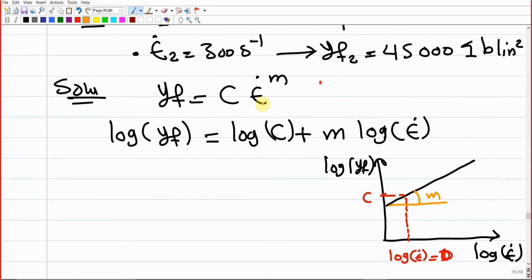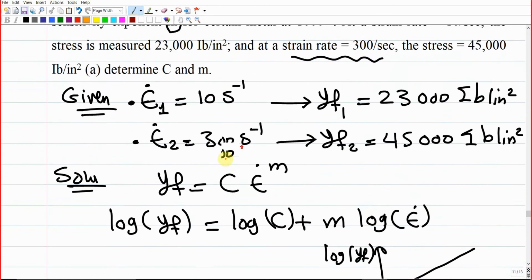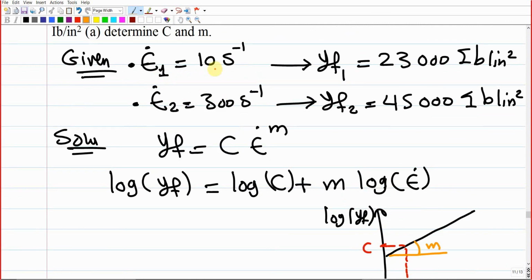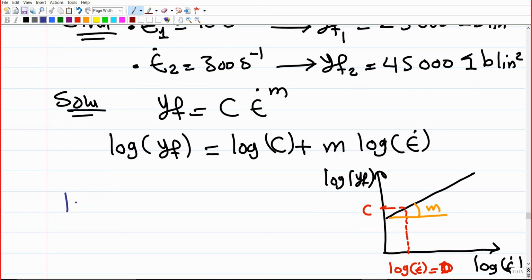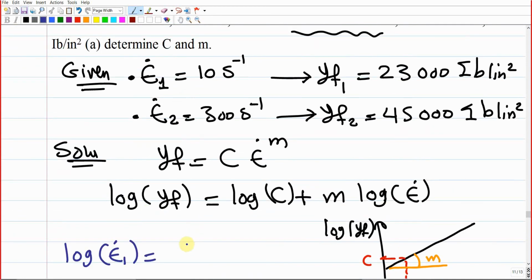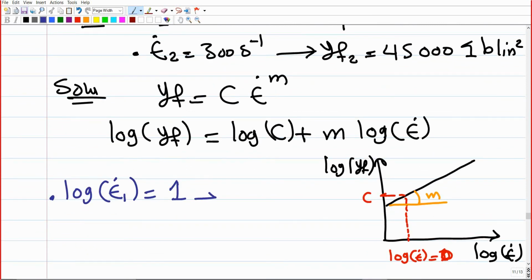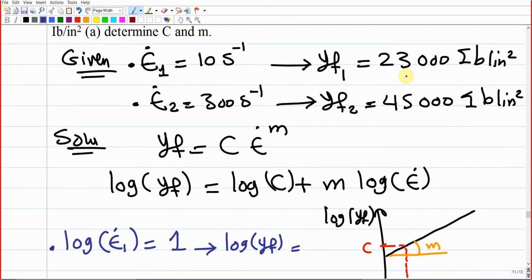So let us calculate M first. How can we calculate M? Your objective is just to end up with this log equation, and you're going to end up with the slope. So simply, let us calculate the log of epsilon 1 dot, which is going to give us 1. And its corresponding value of log YF is the log of 23,000.